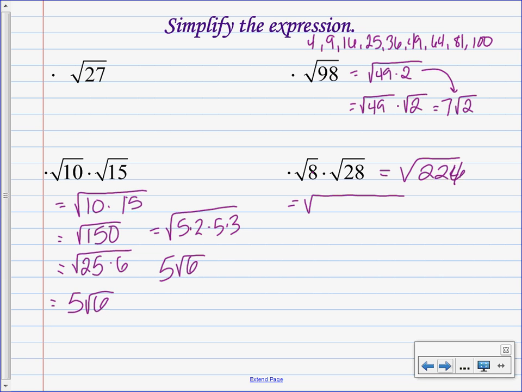What's 8? 8 is 4 times 2. And 28 is 4 times 7. So now I have two 4s in there, and that means I can take one of them outside, and I'm left with a 2 and a 7, which is 14. Right. And because it's 224, you have to start with the numbers going in. So you see the difference there?